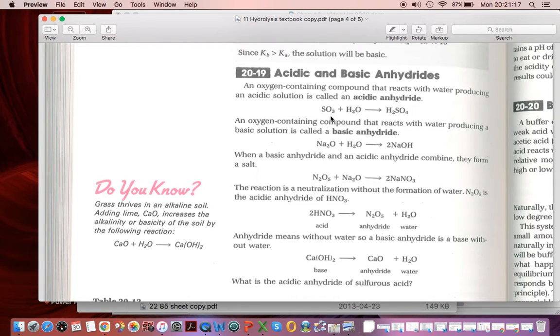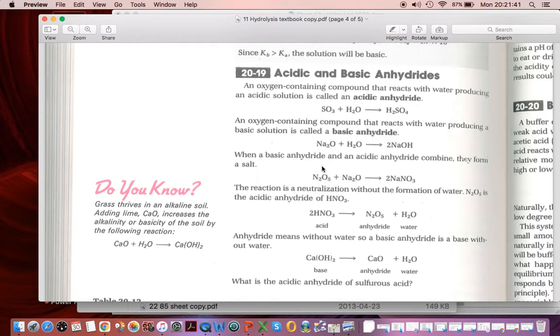So SO3, when it reacts with water, it is an acidic anhydride because in this case it made H2SO4. If I did the same thing with SO2, it would make H2SO3. So it's formed an acid, that's why it's an acidic anhydride. And non-metal oxides tend to be acidic.